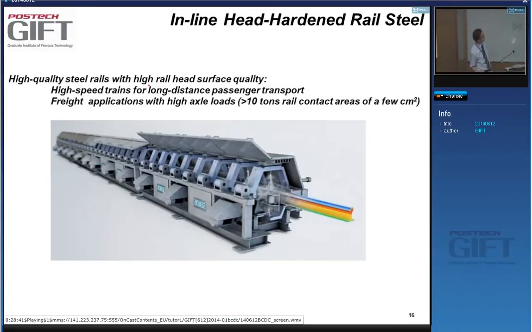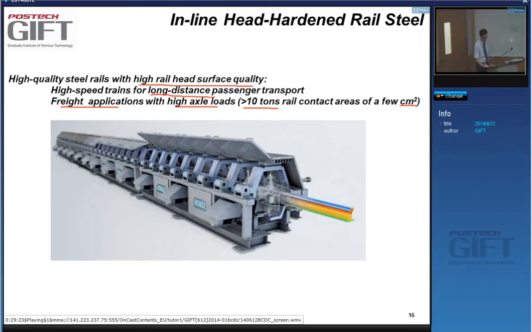Because of the long distance passenger transport, and also freight applications, yeah, where we have very high axle loads, yes? And so these axle loads are tremendous. For instance, on one of these contact areas, you can have more than 10 tons of load on a few square centimeters. Yes. Okay. So it's a very big load. So the hardening is important, and nowadays it's being done in special units.